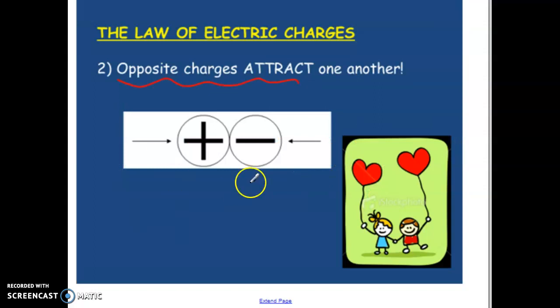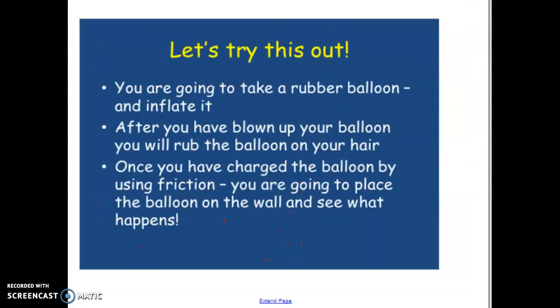Now, one thing that is not included in this is neutral charges. Okay, so neutral is actually attracted to both types of charges. So neutral will attract a positive and a negative. So basically neutral will attract anything that is charged. Neutral with neutral though does nothing. There's no attraction at all because they both have no charge.